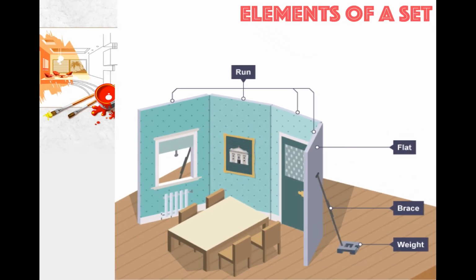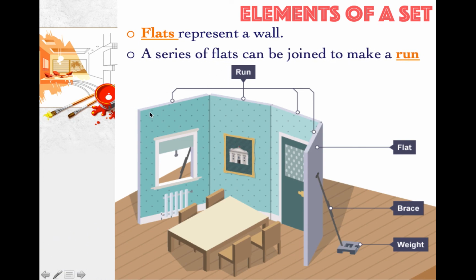Right, the next one we're going to look at is flats. Flats is just a word basically for a wall. It represents a wall. And then a series of flats will come together to make a run. So you see here, this thing here is a flat, and you have 1, 2, 3, 4 flats come together to make a run. And what will happen is that you'll have to brace it up in some way so that it can actually stand up. So basically, walls in theater sets are called flats.